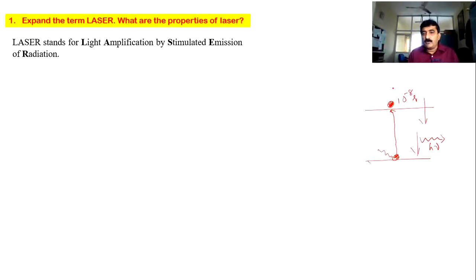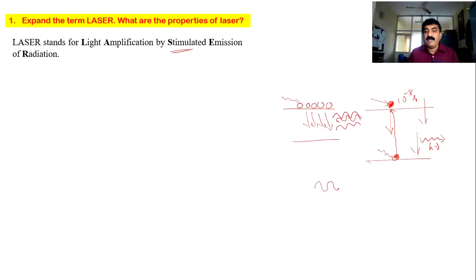Suppose before 10 power minus 8 seconds, you force the atom to come down, if you instigate the atom to come down, if you influence the atom to come down, or if you stimulate the atom to come down, then we will get more number of identical photons. Suppose there are 2 atoms or 3 atoms or 4 atoms or 5 atoms in the higher level, if you influence all of them to come down, they all will jump to the ground level at a time, so that we will get laser light like this.